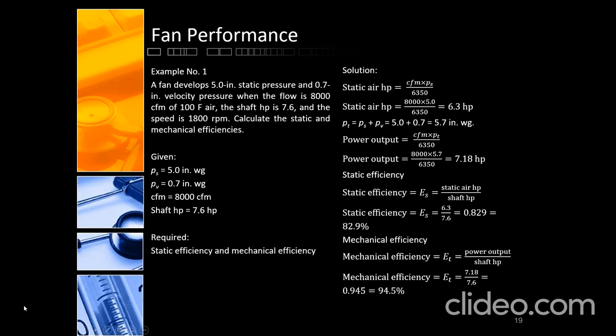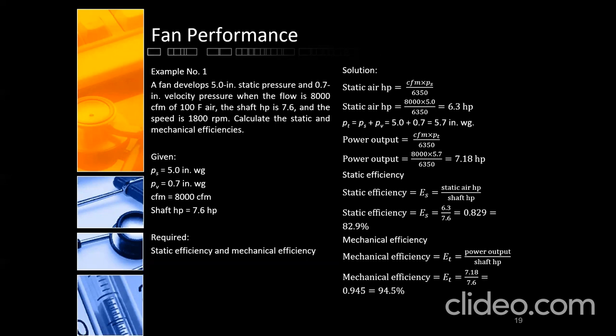Okay, sample number one. A fan develops 5 inch static pressure and 0.7 inch velocity pressure when the flow is 8,000 CFM of 100 Fahrenheit air. The shaft horsepower is 7.6 and speed is 1.8 RPM. Calculate the static and mechanical efficiency.